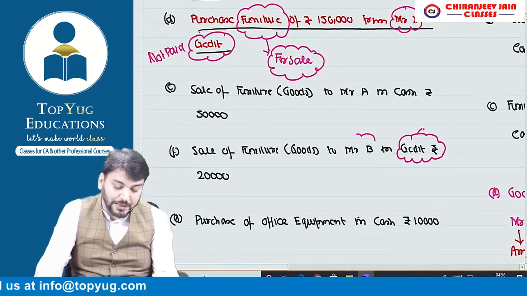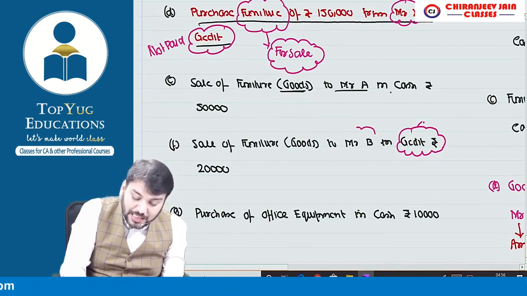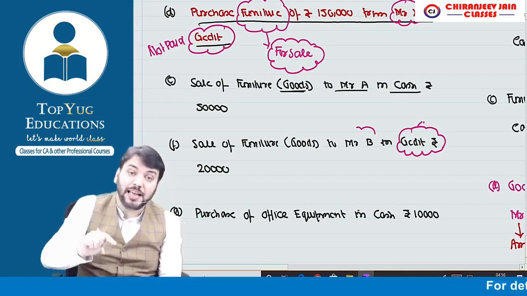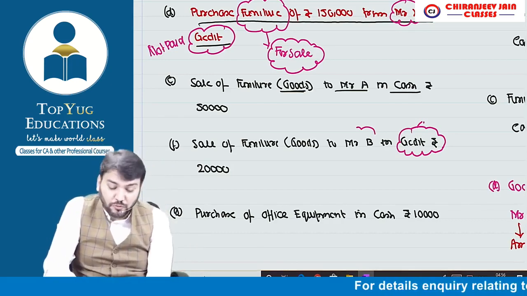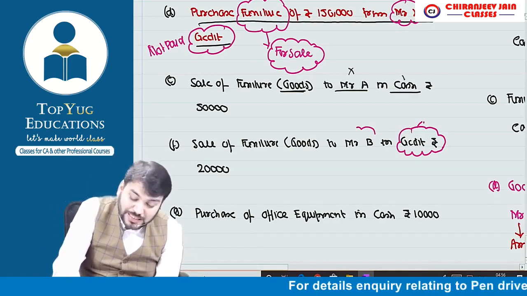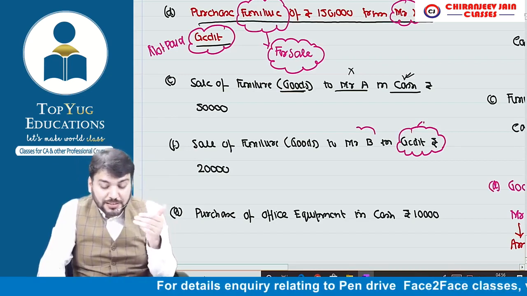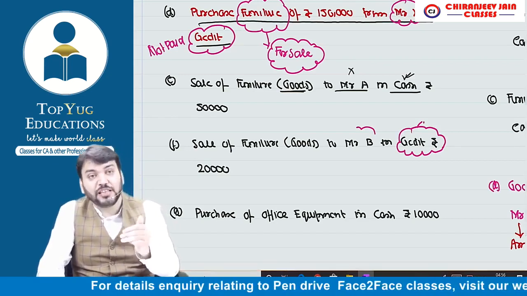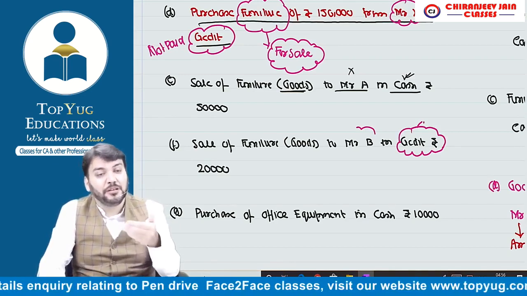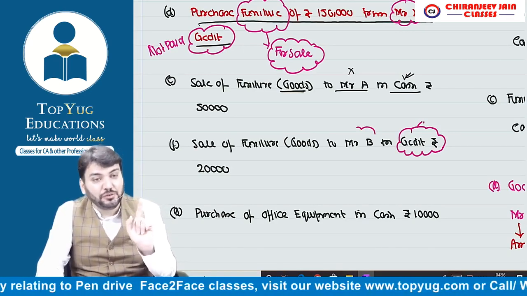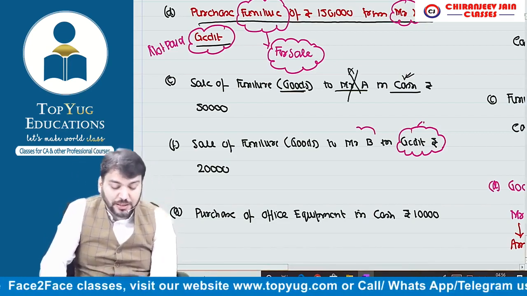Now come to point number E. Sale of furniture. Here it is written: goods to Mr. A in cash. So for sale of furniture to Mr. A in cash, we will not open Mr. A account because cash is paid. Because cash is already received, there is no need to open Mr. A account.